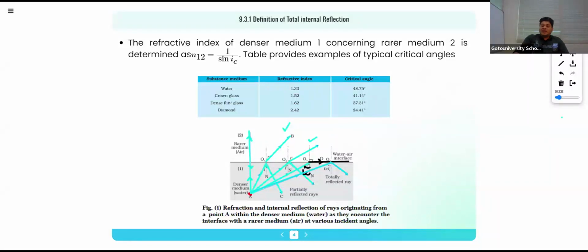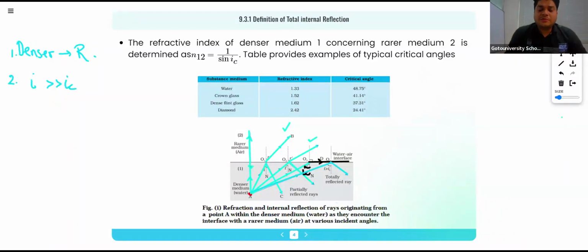For total internal reflection, you will have to remember one thing: the light should move from denser to rarer. Second, your incident angle should be greater than the critical angle. What is the critical angle? The critical angle is the angle of incidence at which the refracted ray would be 90° from the normal.